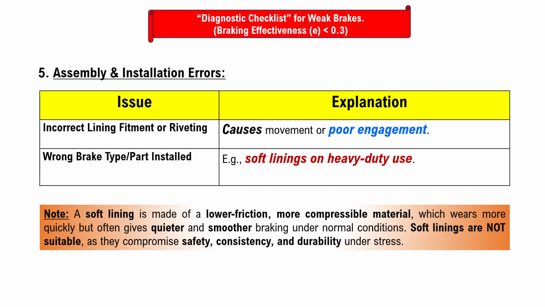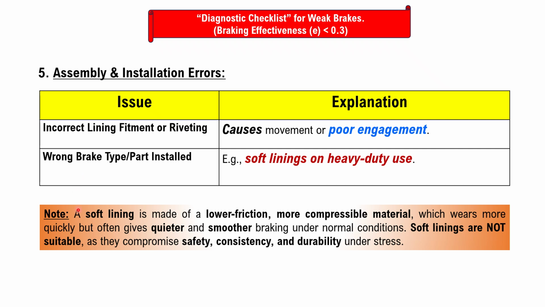Issues related to assembly and installation. Number 1. Incorrect lining fitment or riveting. This causes movement or poor engagement. Number 2. Wrong brake type or part installed. That is, say soft lining on heavy duty use.